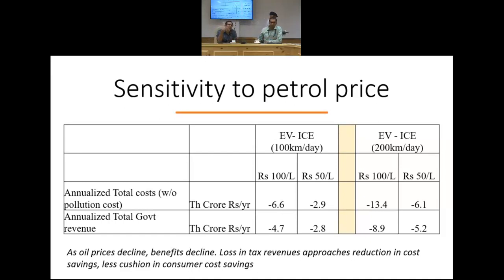That's good, really helpful. So here, as I'm a modeler, I do more sophisticated modeling, but ultimately any model is an abstraction of reality, and I think it's extremely important that we test our model as much as possible to all the assumptions we can make. So I'm showing a sensitivity to petrol price.